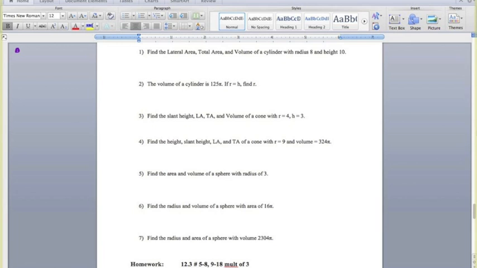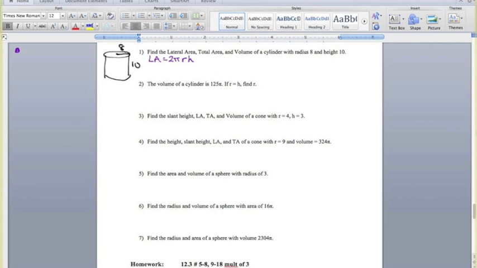In our first example, it says find the lateral area, total area, and volume of a cylinder. So a few things to find here. Working with a cylinder with a radius of 8 and a height of 10. The formula for lateral area, again, you do not need to memorize, but that is 2 pi r h.